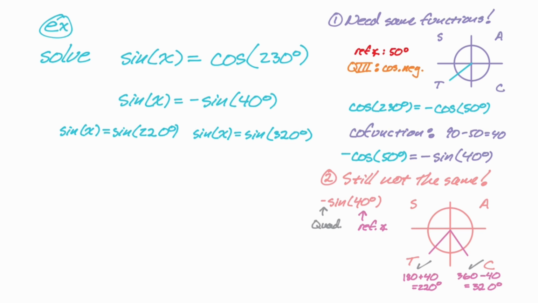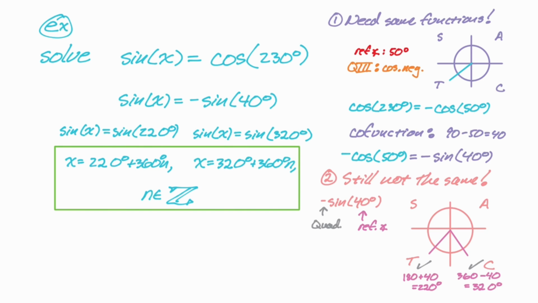So we're going to say for the first one that x is 220 degrees plus 360 degrees times n. And for the second one, x is 320 degrees plus 360 degrees times n. And then finally, n is an element of the integers.